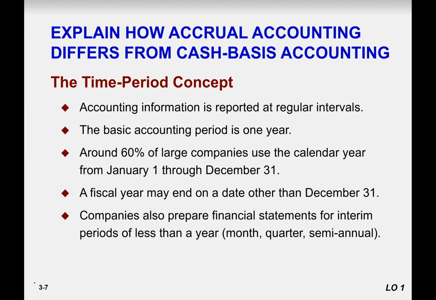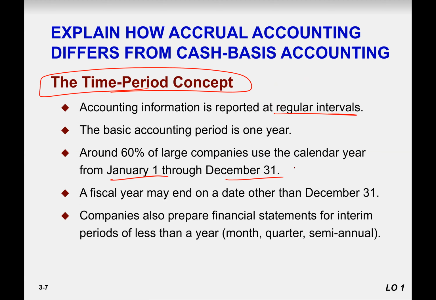And the time period concept. Accounting information is reported at regular intervals. The time period concept is that the basic accounting period is 1 year, which starts from January to December. And there's a research that says 60% of large companies use the accounting year as January 1st to December.